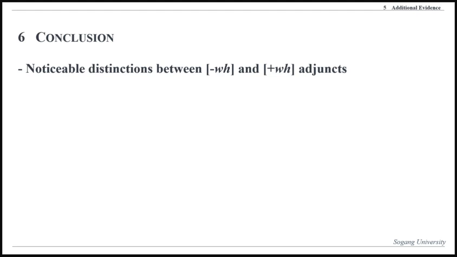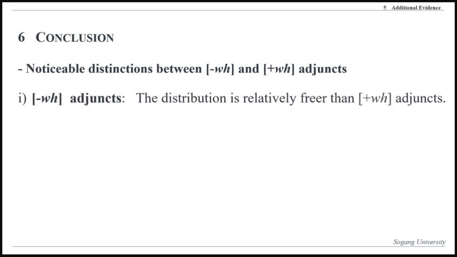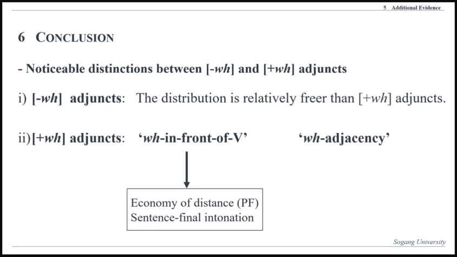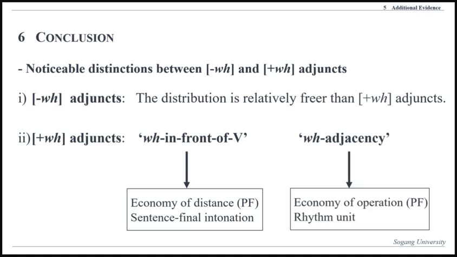And to sum up the main points of this study, this study provides a noticeable distinction between the -WH and the +WH adjuncts in Korean. The distribution of -WH adjunct is relatively freer than +WH adjunct, which turns out to have two properties, WH in front of V and WH adjacency. As a theoretical explanation, we consider the notion of economy at PF, especially economy of distance and sentence final intonation, which can explain why WH elements tend to be in front of the verb. And the WH adjacency is explained by considering the economy of operation at PF and the rhythm unit. As we've discussed, the adjacent WH elements form one rhythm unit, and this leads to an efficient operation.